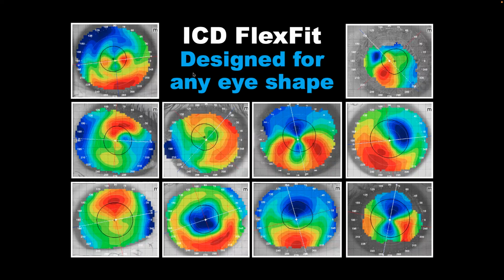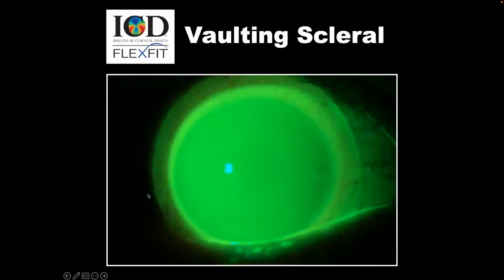So as you can see here, this is a PMD. We have an oblate cornea here. So whatever the condition that you or your patient may present, you can use ICD Flexfit and it will cover all of these types of shapes of corneas.